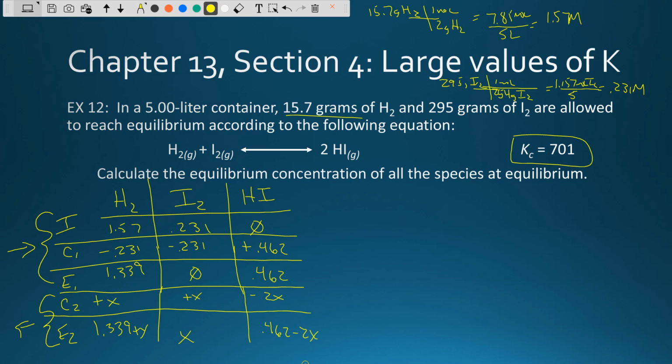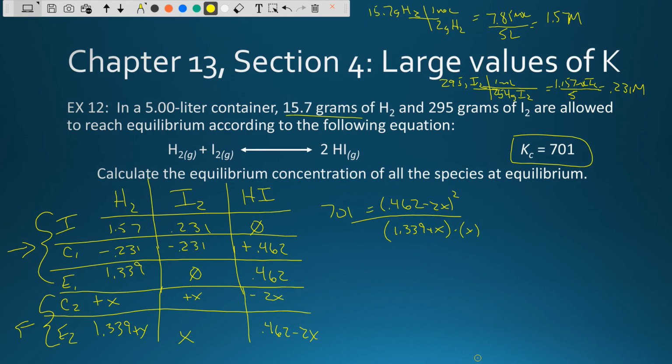Okay, so in taking a look at this, I end up with 701 equals 0.462 minus 2x squared over 1.339 plus x times my x. And so what do I get? I get a 1.339x plus x squared, okay?